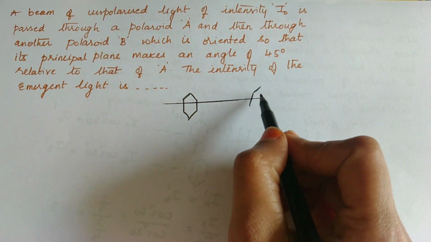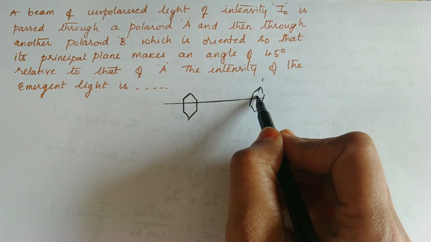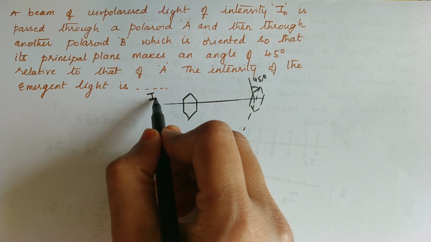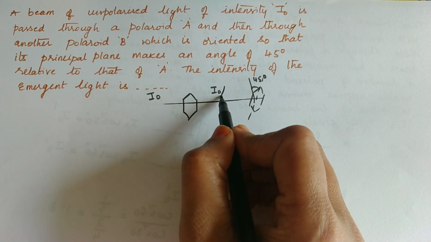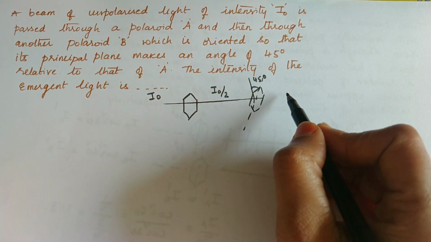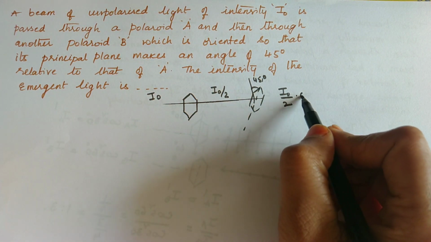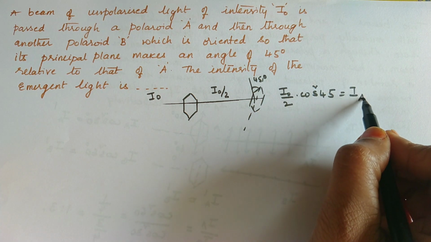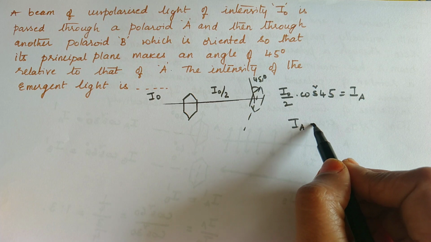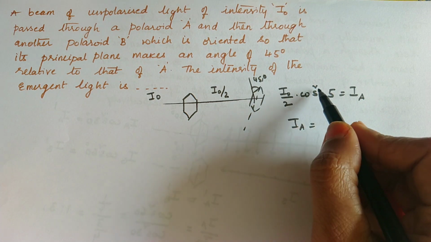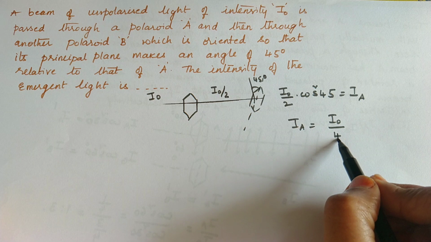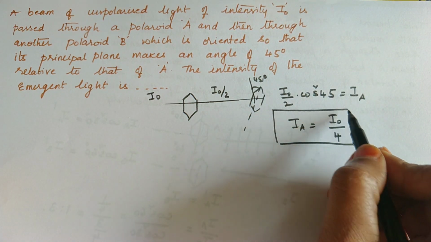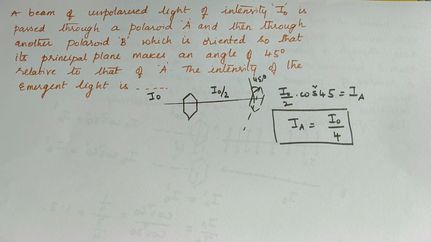If this is the first Polaroid, the second one is inclined by 45 degrees. If your incident intensity is I0, unpolarized, it reduces to half after passing through it. I0 by 2 into cos square 45. So what is the intensity of the light coming from the analyzer? I0 by 2 into cos 45, which is 1 by root 2, whole square, that's 1 by 2. 2 into 2, it will become 1 by 4. So 25% of the light is emerging, 75% is not coming out.